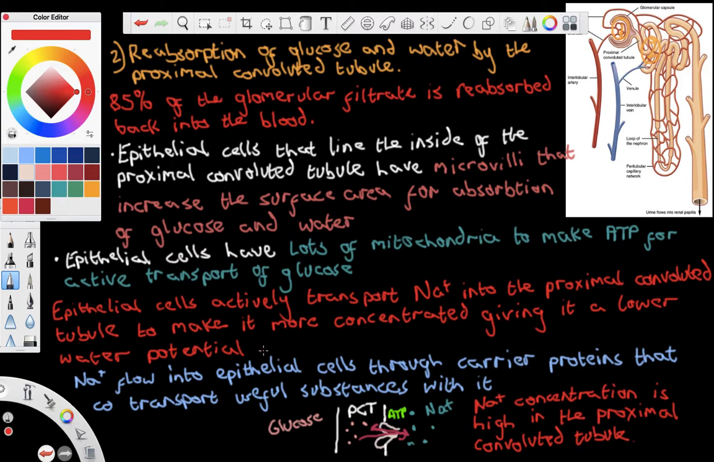Now, epithelial cells actively move sodium ions into the proximal convoluted tubule. This makes the concentration inside of the proximal convoluted tubule more concentrated, reducing its water potential. Therefore, water will move out of the proximal convoluted tubule via osmosis. At the same time, as sodium ions are actively transported into the proximal convoluted tubule, useful substances are moved out of the proximal convoluted tubule using carrier proteins.